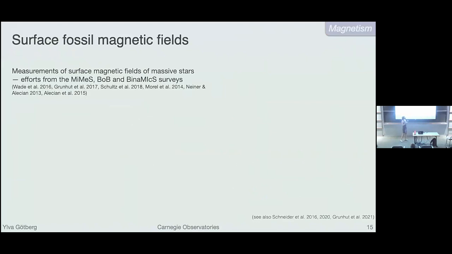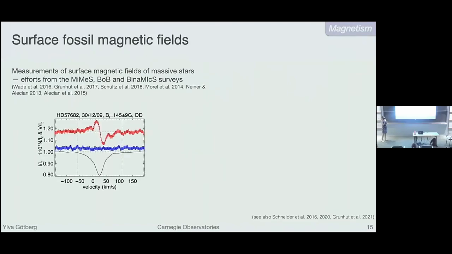So we think that the rotation and the interior rotation can be connected to magnetic fields. So what do we really know about the magnetic fields and how the magnetic fields are inside of stars? There has been a recent effort in measuring magnetic fields on massive stars, primarily from the MiMeS, BOB, and BinaMIcS surveys. And I'm going to show you a bit from MiMeS.